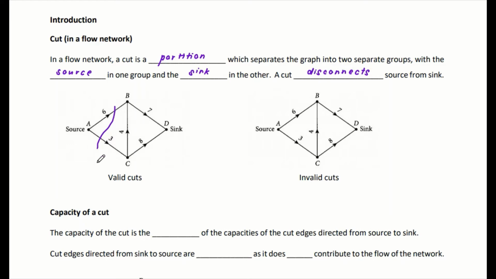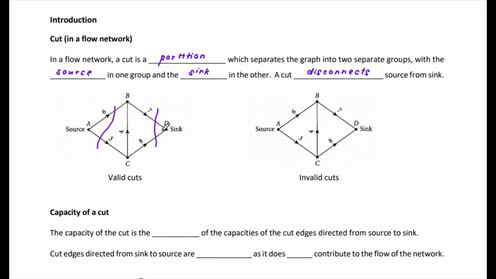A cut can maybe also be like this. This is a valid cut as well, because you have the source in one group and the sink in the other region. After you draw this cut, the flow cannot pass through HBD, and cannot pass through HCD. So none of the flow can actually reach the sink from the source. This is a valid cut as well.